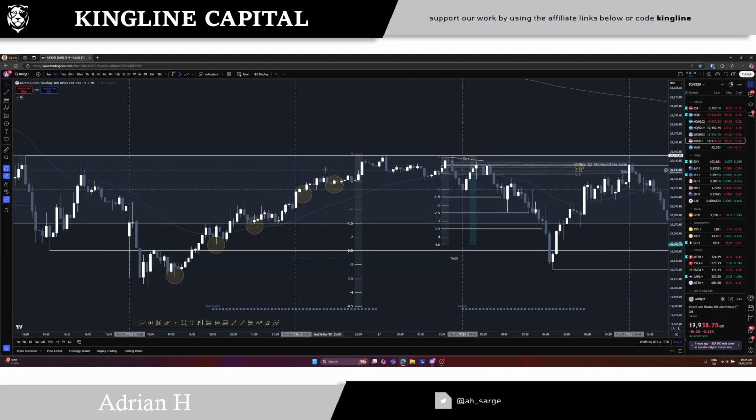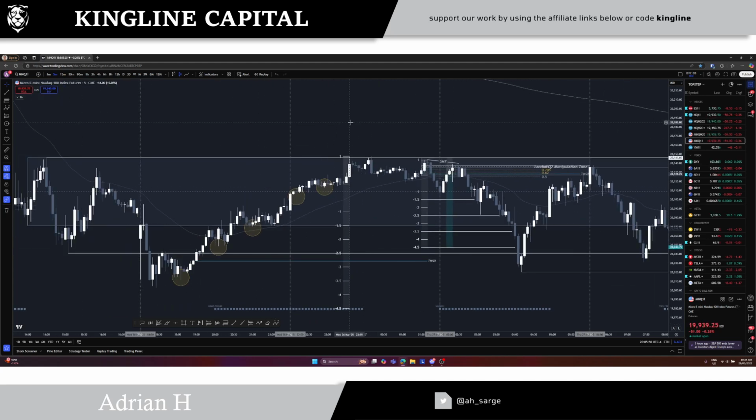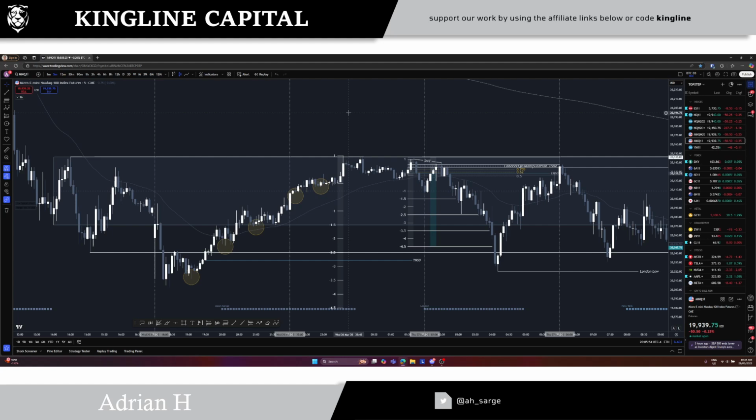And so by using the macro times for entries, alongside 5-minute change in state of deliveries, we can really refine those entries and have minimal drawdown.